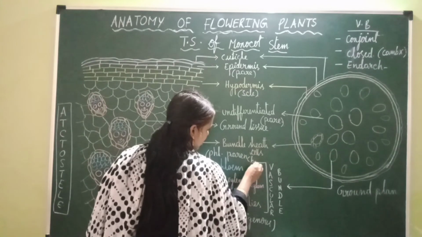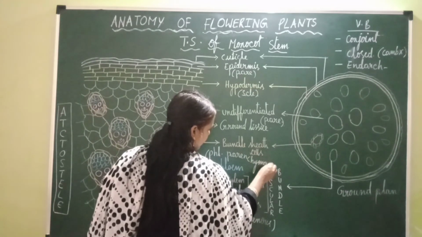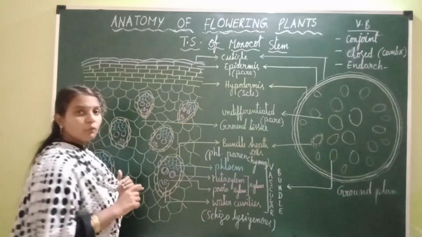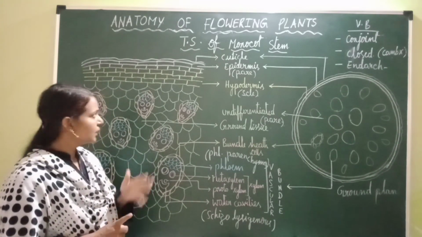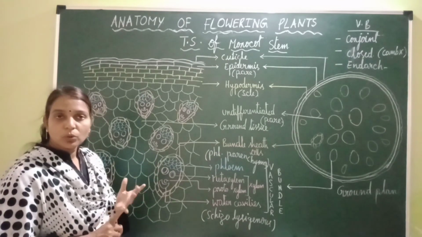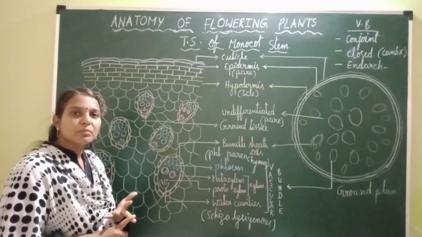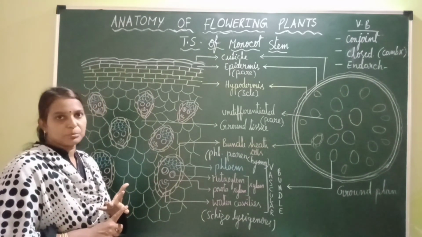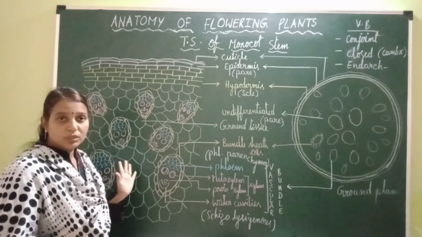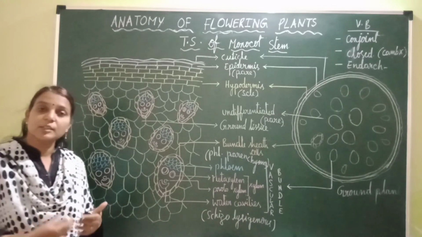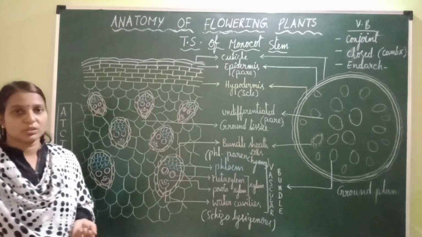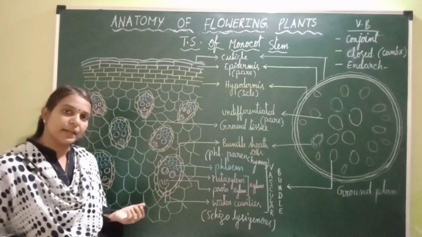So what are the tissues that are absent in monocots? Phloem parenchyma is completely absent. Collenchyma is absent, and even cambium, that is lateral meristems, are absent. So this is all about monocot stem, and in the next class I will be giving the differences between the dicot stem and monocot stem. Hope you understood this concept. Thank you, students.